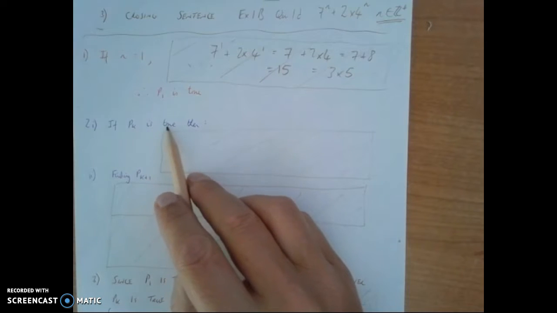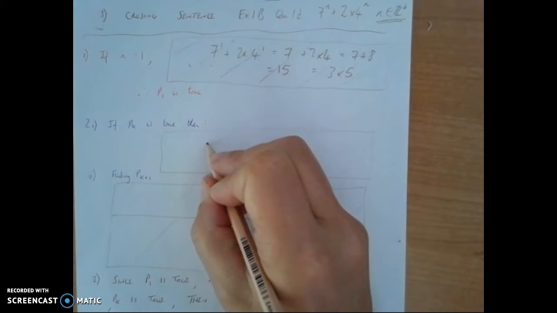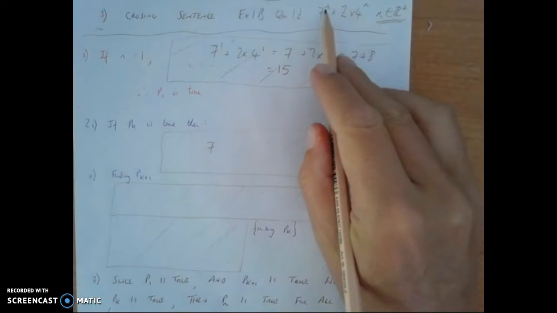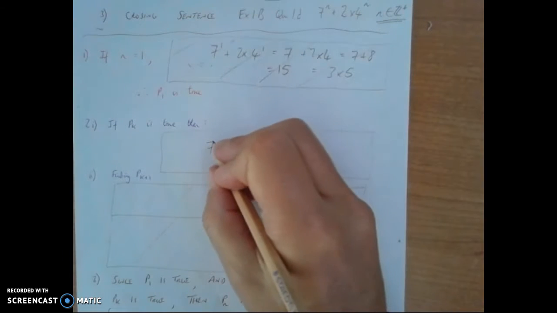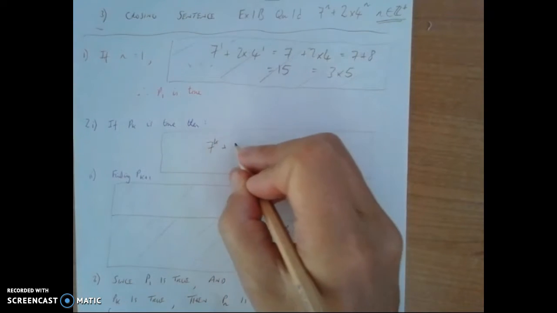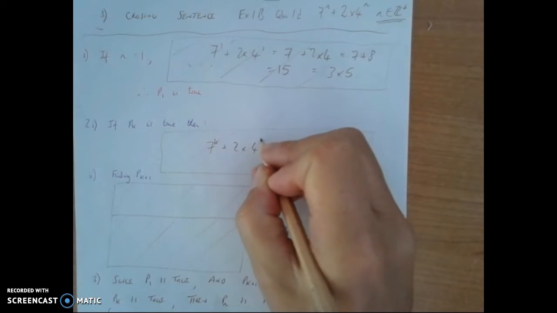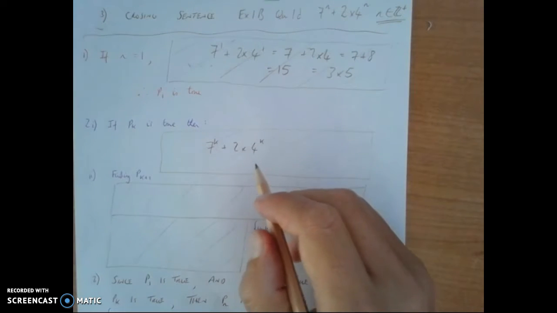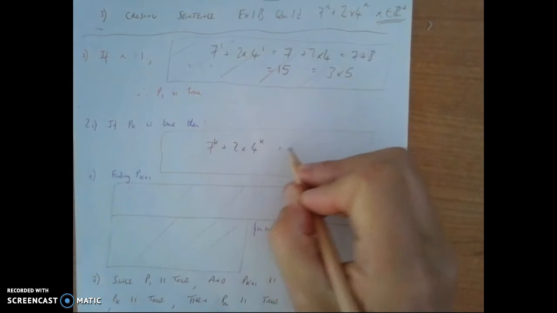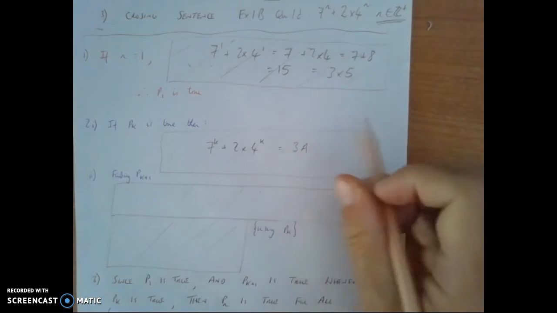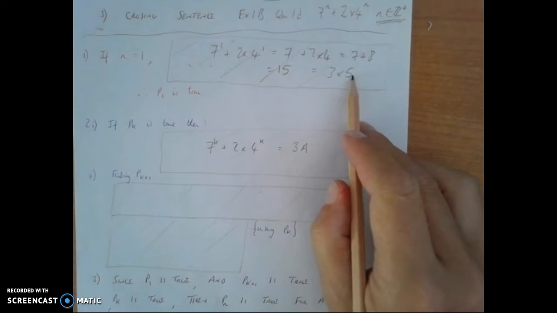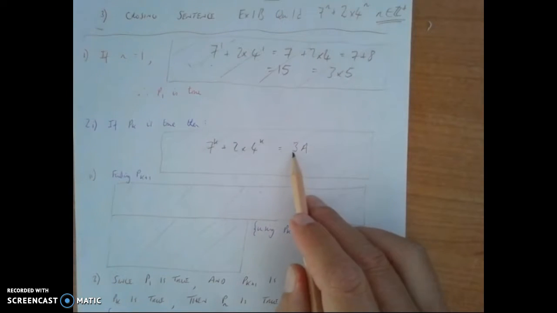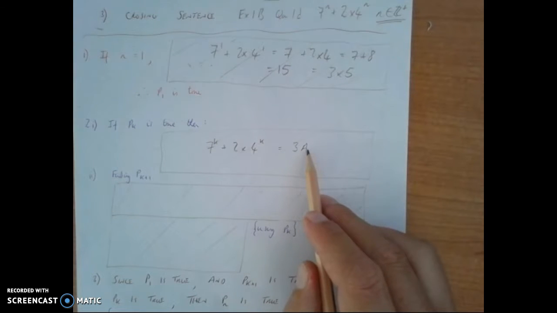Now we're going to look at Pk. So we're going to assume that that's true. So we're going to assume that 7, instead of writing n, we're going to write k, to the k plus 2 times 4 to the k is divisible by 3. How do we write that? Well, if it's divisible by 3, we're going to say that it's a multiple of 3. A bit like here, where we said it was a multiple of 3 times 5, we're going to say it's 3 times a number we don't know. And that's okay, we're going to assume that's true.